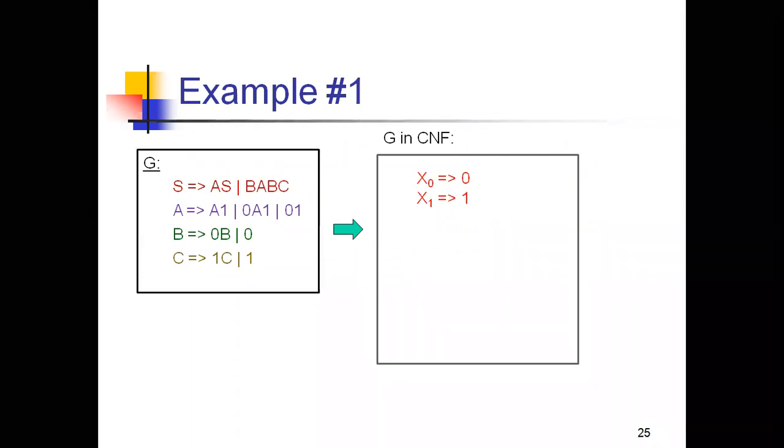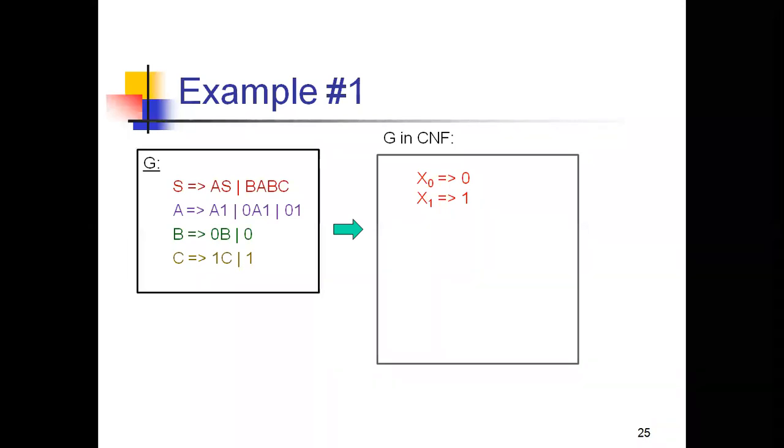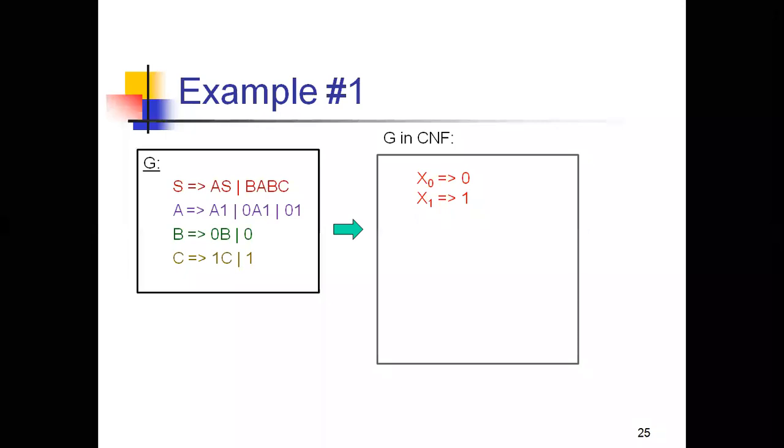That means the S productions, S has two rules. A productions, A has three rules. B productions, B has two rules. And C productions, C has two rules. Now let's check whether the grammar has any epsilons. No. By seeing it, we can recognize whether the grammar consists of epsilon productions or not. No epsilons are there in the given grammar G.